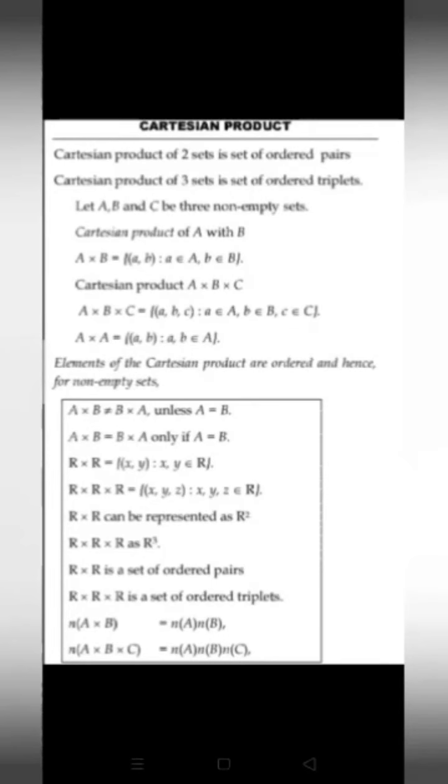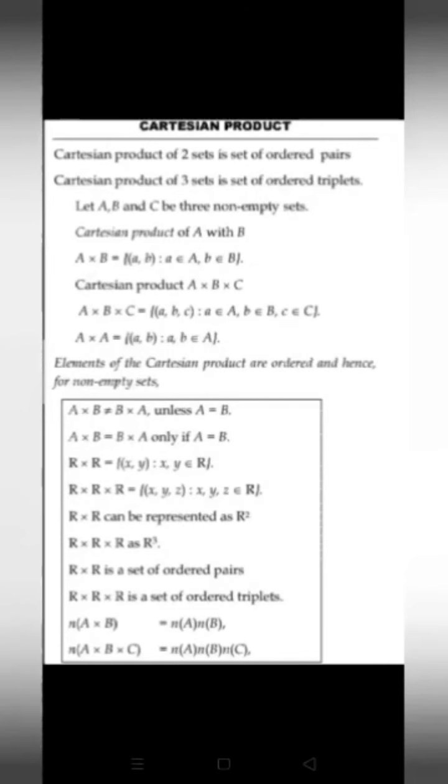Next, elements of the Cartesian product are ordered and hence for non-empty sets, A cross B is not equal to B cross A unless A equal to B. Suppose A equal to B, then our A cross B is also equal to B cross A. R cross R is nothing but R squared. What is the meaning of R squared? That is two dimensions. Okay, two dimension plane, right?